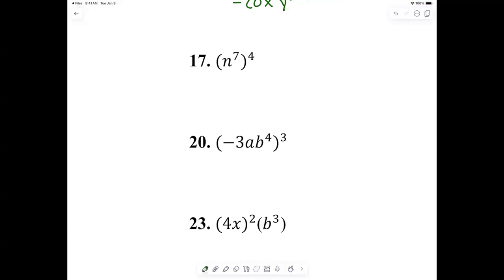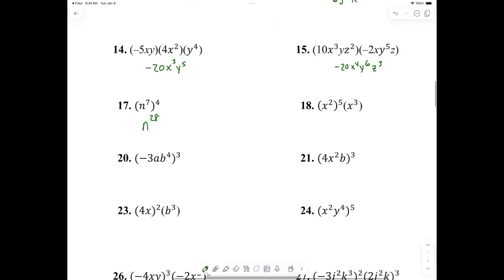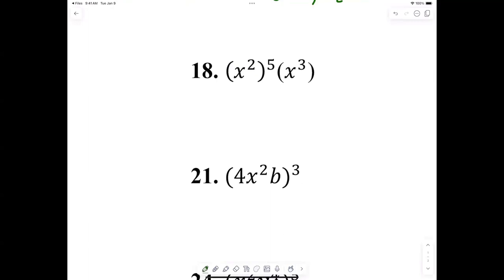Yes, Colton, that's you. n to the 28. N to the 28. That is correct. All right, Mr. Wash, you got a problem here. You got to do this one first. What is that? Yes, sir. X to the 10th times x cubed. What is that? The 13th. Yes, sir. Very nice. X to the 13th. Very good. All right, remember, you're trying to tell me the answer before you look at the answer.